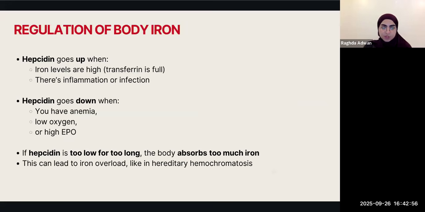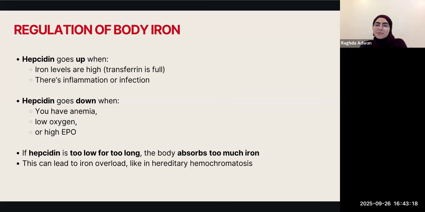So this is reiteration. Hepcidin goes up when we have enough iron. Hepcidin is there to tell the body, enough, we have enough, because transferrin is full. In other cases where hepcidin increases, it also increases in inflammation and infection. This we'll get to in a minute, why this is important. On the flip side, hepcidin goes down when you don't have enough iron. We need more iron, so hepcidin is going to go down.